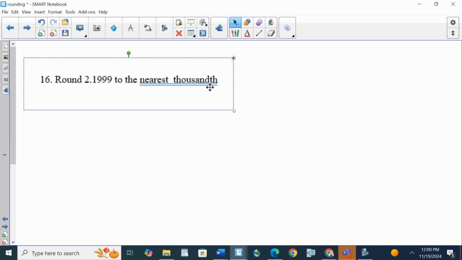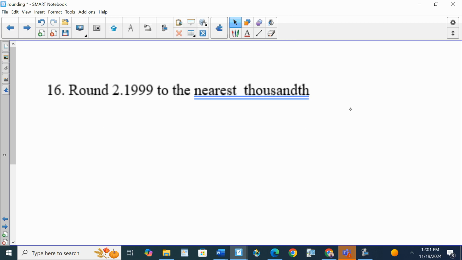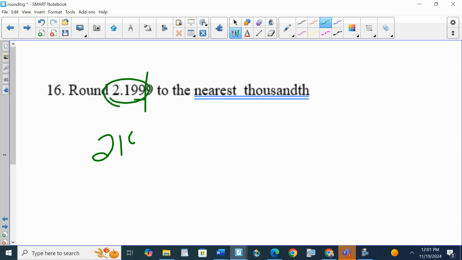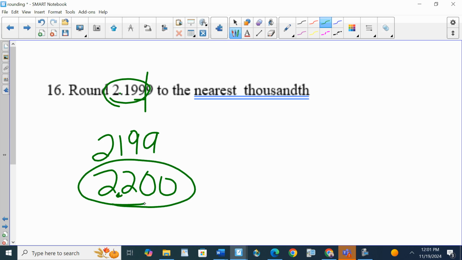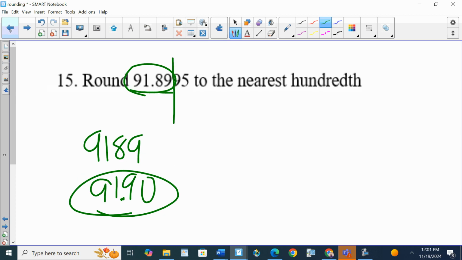And finally, nearest thousandth, 3 decimal places. Is the next digit 5 or higher? Yes. So look at this as one big number, 2199. If I'm counting, what comes after 2199? 2200. And I put the decimal back after the first two. And that would be the answer. So to round up the nines, look at it as one big number.